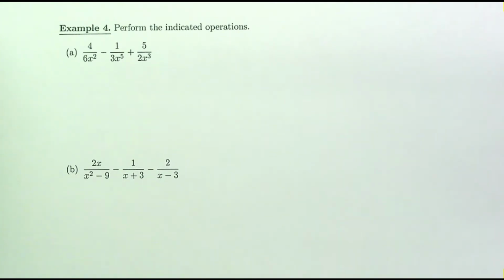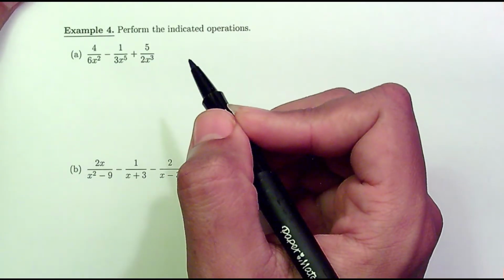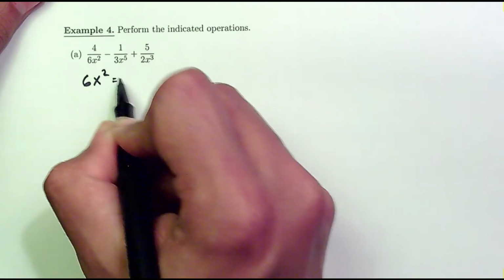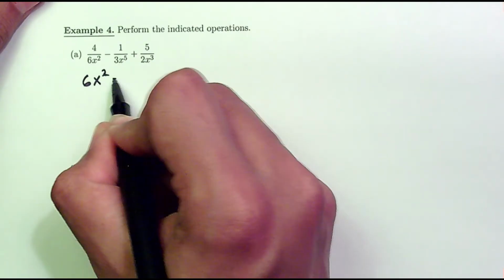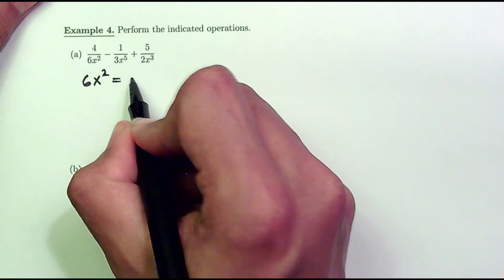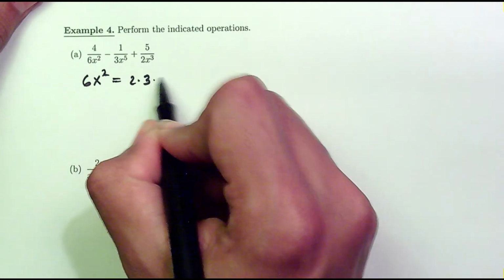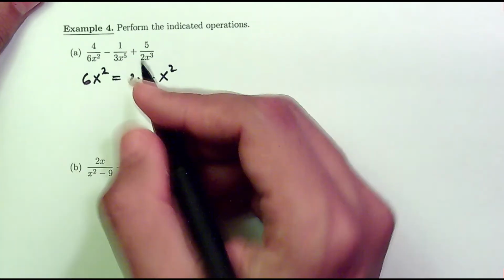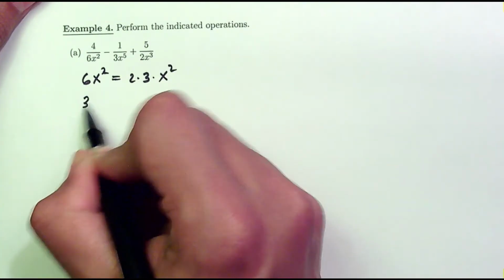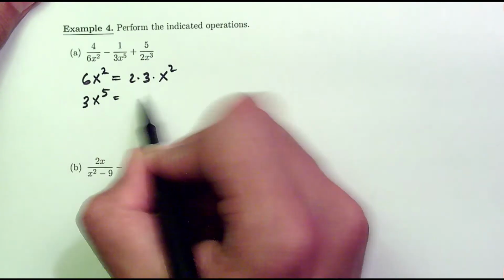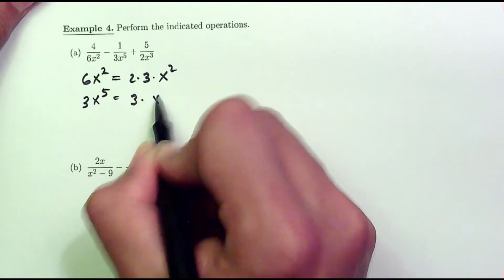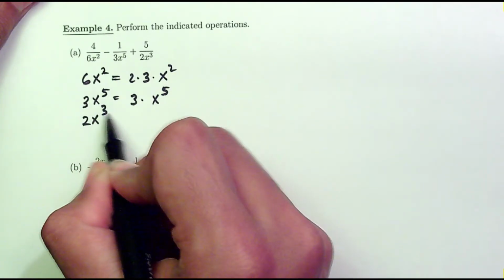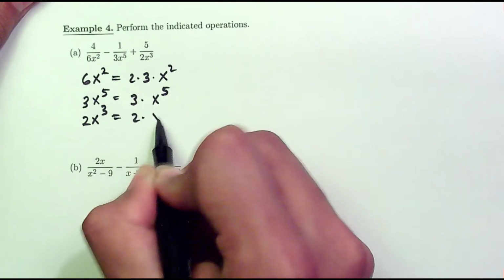All right, so the procedure is you're going to factor each of the denominators. So 6x squared, you factor the coefficient, so that is 2 times 3, and then you have the x squared. Then 3x to the fifth factors as just 3 times x to the fifth, and then 2x to the third just factors as 2 times x to the third.